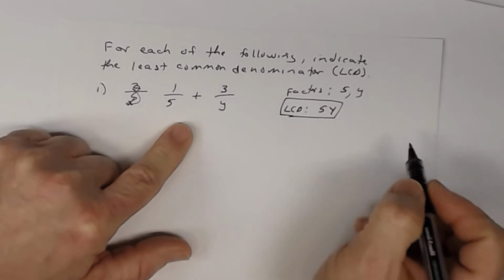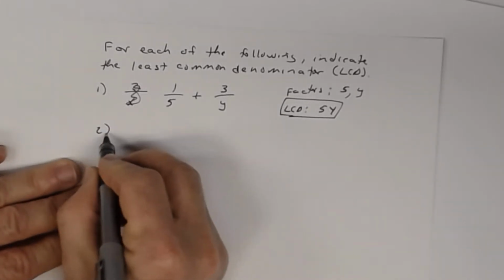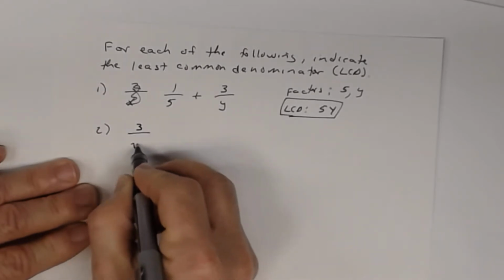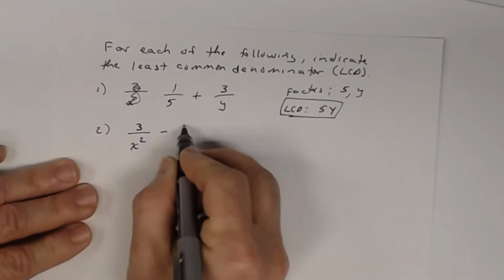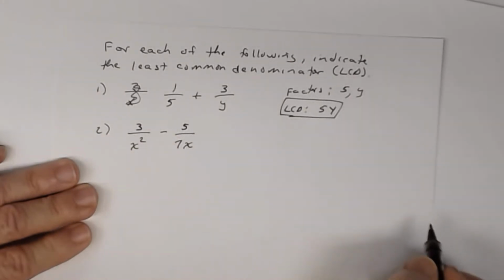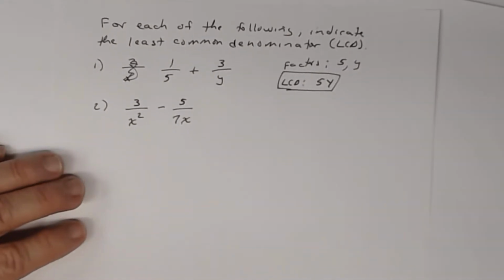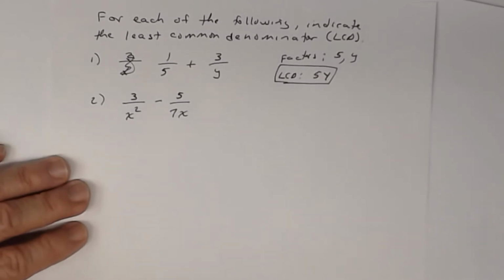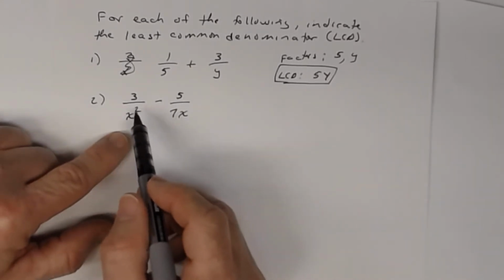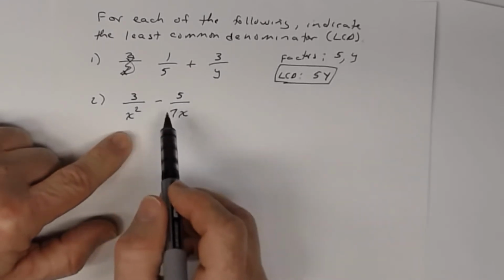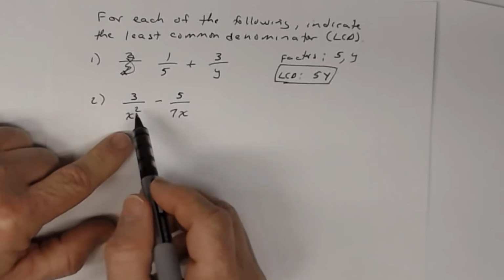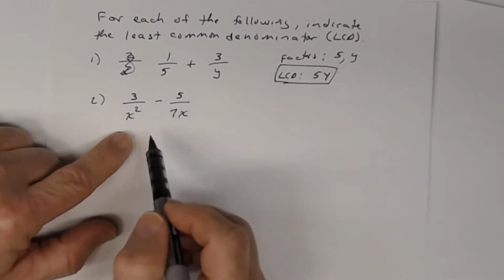All right, number two. We have 3 divided by x squared minus 5 divided by 7x. If you notice, in this case again you're dealing with monomial factors in both of these. In terms of x squared, there's nothing I can do there except leave it as x squared, and the same thing for 7x.